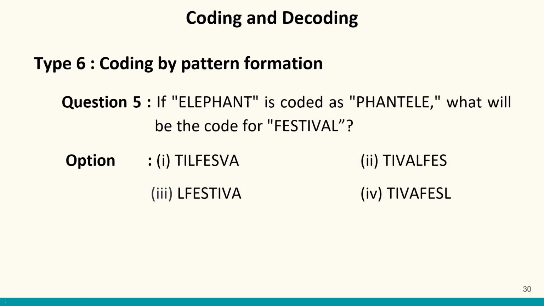Then same thing for elephant. I can see clearly all these 5 letters are written over here and then all these 3 letters are written. So we have written the last 5 letters in the beginning and then we have written the first 3 letters. So let's do the same thing for festival. So let's find the 5 letters from the last, which we will write in the beginning. And then we'll write the first 3 letters. So our answer will be TIVALFES, which is option number 2. So option number 2 is your correct answer.